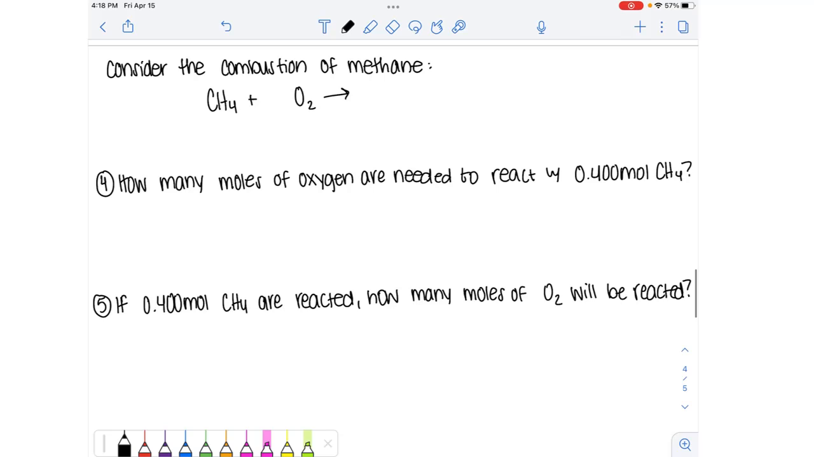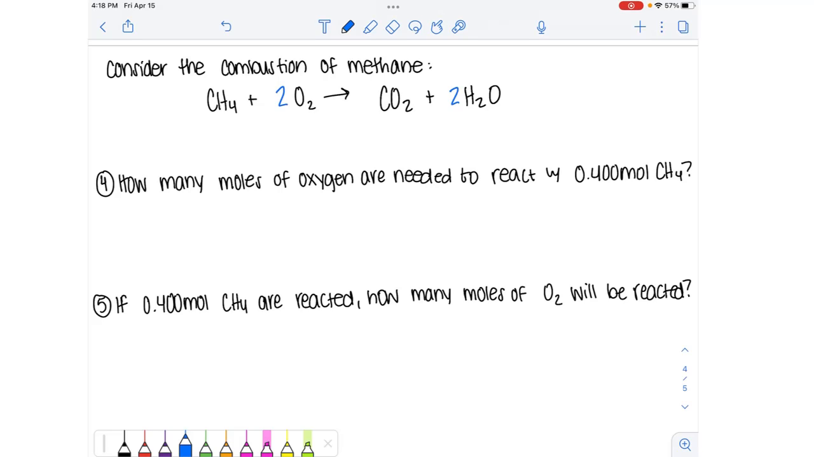So let's consider the combustion of methane. This is a combustion reaction, so our product should always be the same at the end. What should those products be? Carbon dioxide and water. Take a second to look at that reaction. Does that seem balanced to you? Hopefully you said, no, it's not balanced. We have to balance it. And you're exactly right. So to balance it, we put a 2 in front of our oxygen there and a 2 in front of our water. Now we're good to go.